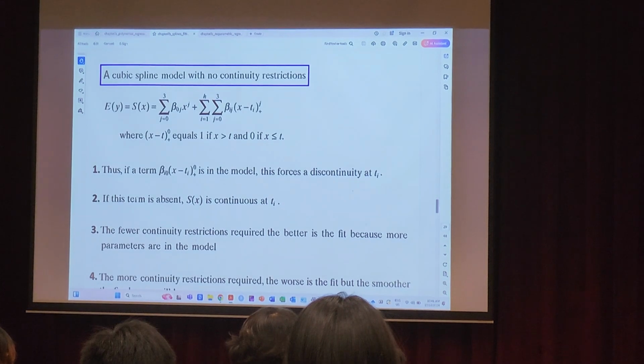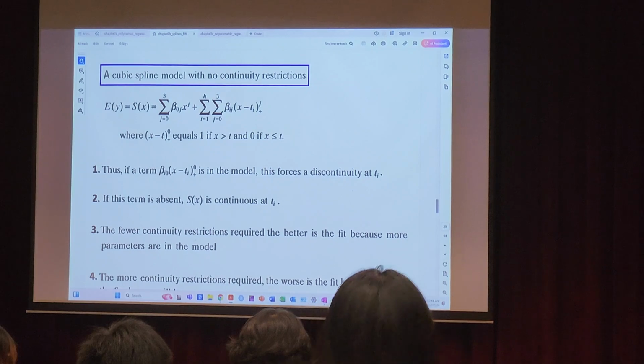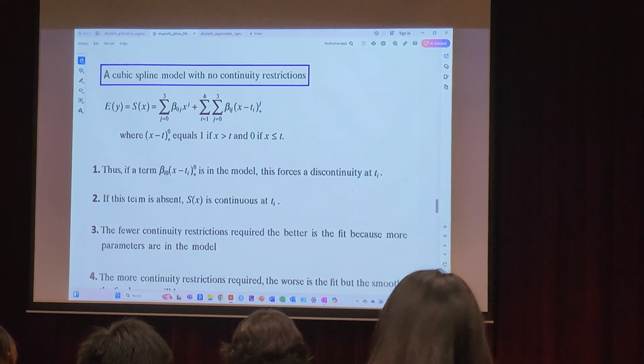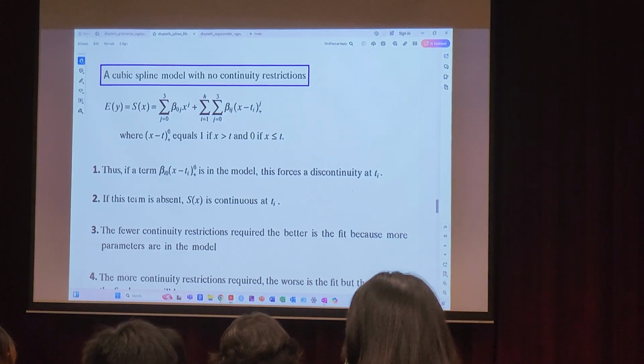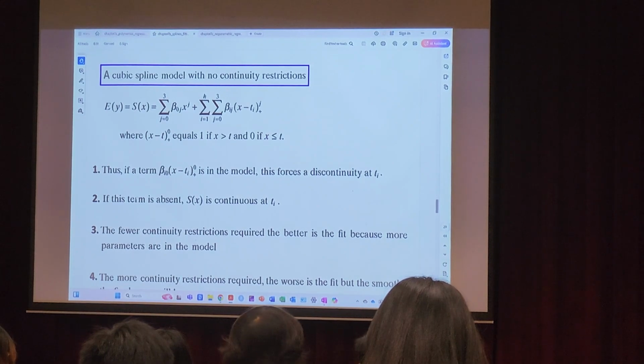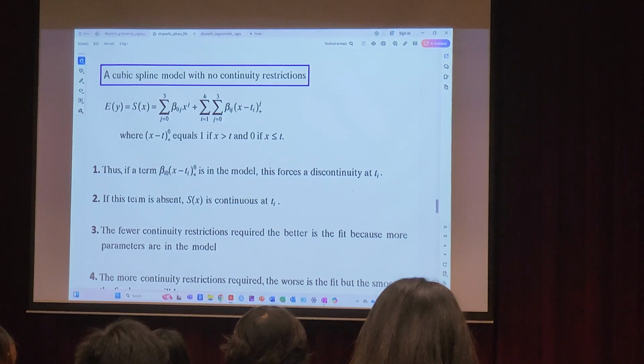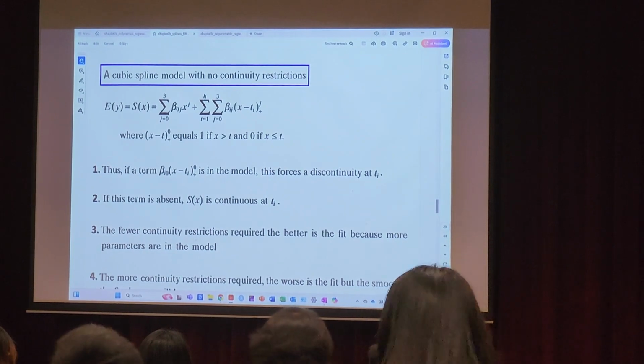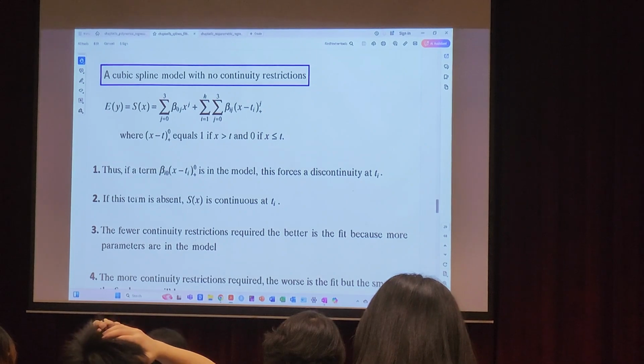All right. As I mentioned earlier, if you impose the condition that the cubic spline model must be continuous at the knots, then the fit may not be too good sometimes. And can I fit a cubic spline model such that I allow for discontinuity? The answer is yes, I can. All I have to do is this.